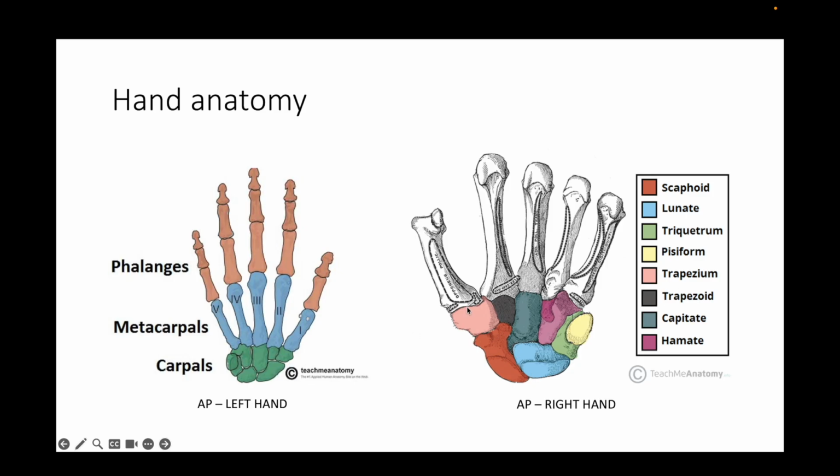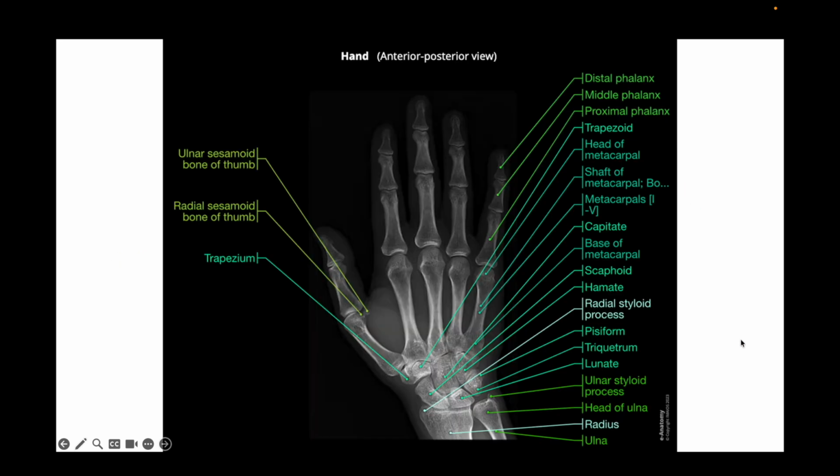And then the way to remember trapezium versus trapezoid is remember trapezium is under the thumb, so this is the thumb, and so trapezium is under the thumb.